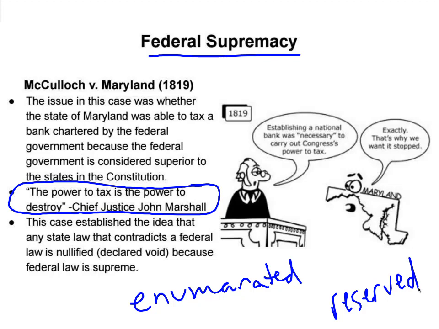You can see this political cartoon here, and it says, establishing a national bank was necessary to carry out Congress's power to tax. And the state of Maryland is saying, exactly, that's why we want it stopped. So really this comes down to they wanted to try to avoid paying their taxes.